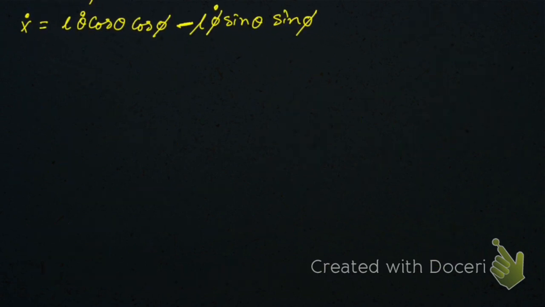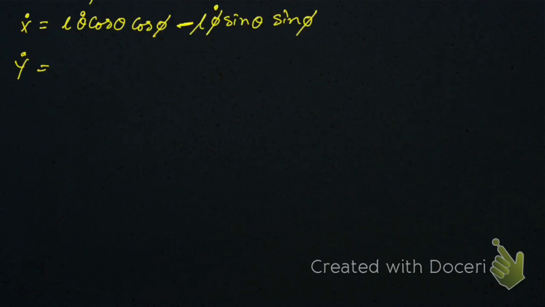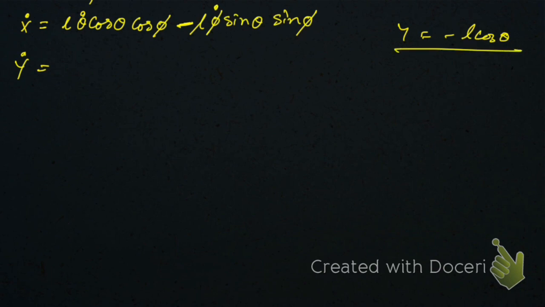So here is the next slide, and the last result we have got is the velocity along the x-axis. And now the velocity along the y-axis, y dot. If you differentiate y, y is equal to minus L cos theta, that will be minus, and the derivative of cos theta is again minus sin theta, so it will be plus L sin theta. Then again we are differentiating with respect to t, so we need a theta dot here. So hope you have understood this.